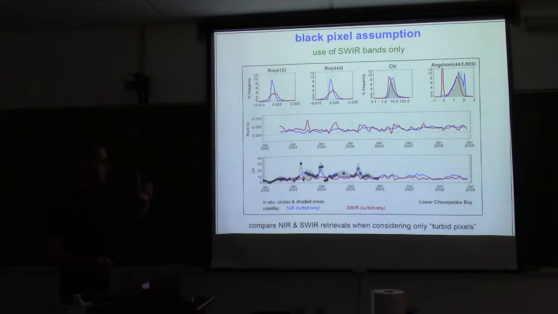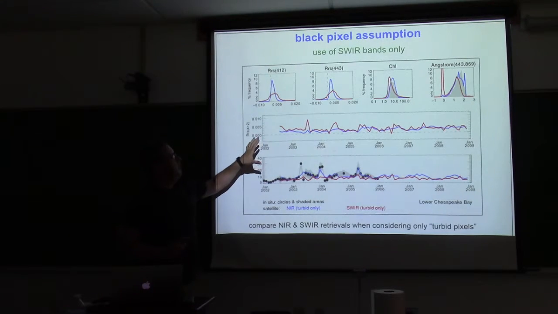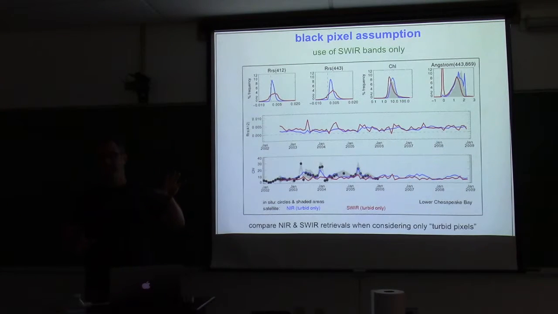did I do? Why do I have two colors? Turbid only, SWIR turbid only. Rather than looking at every single pixel in Chesapeake Bay, I only focused on those pixels that a flag indicated were turbid so that I was getting away from those other pixels where shortwave infrared wouldn't offer any advantage.